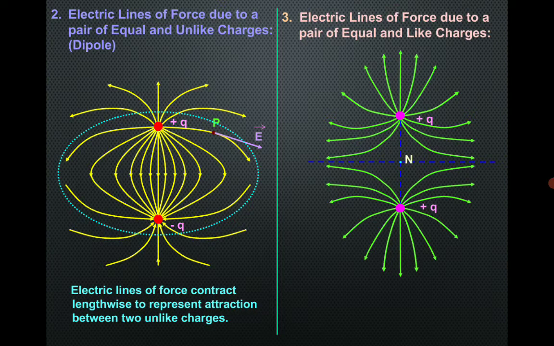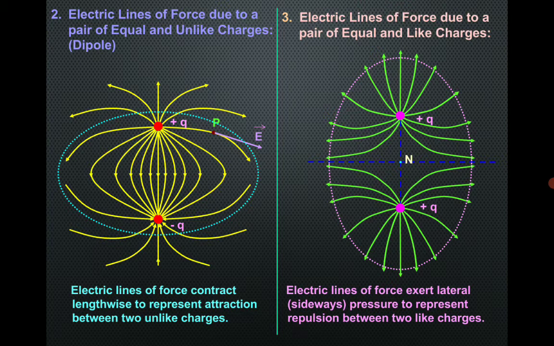In this region you can see there is no electric field, so that's why electric field lines are not lying in this region, and this is called the neutral region. And this is the pattern. Electric lines of force exert lateral sideways pressure to represent repulsion between two like charges. So you can see sidewise lateral pressure according to the pattern, and this is the pattern of electric field lines.